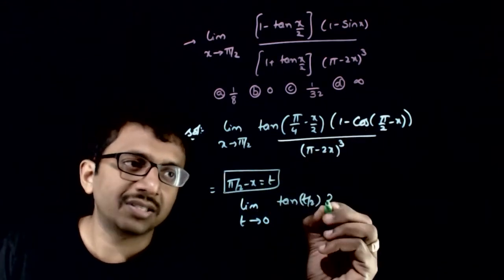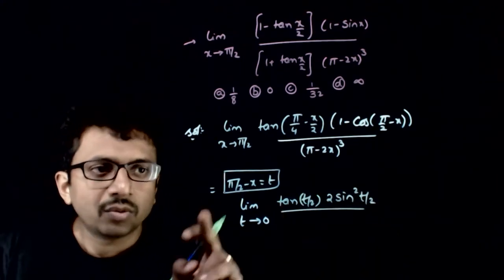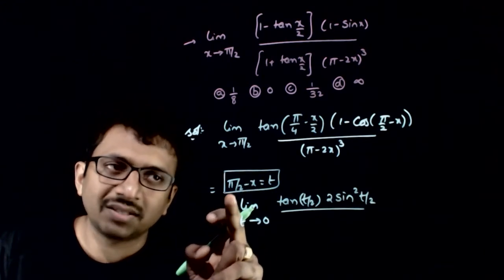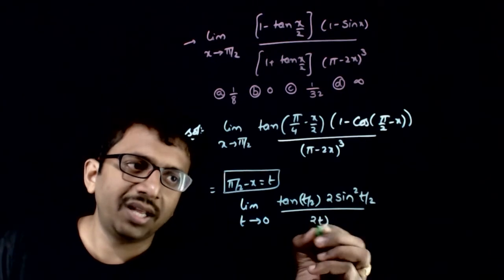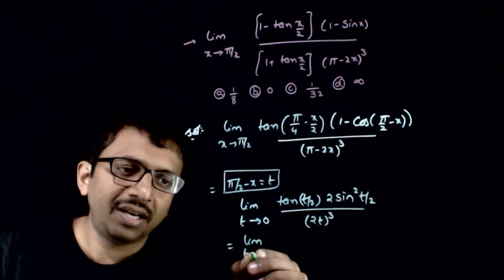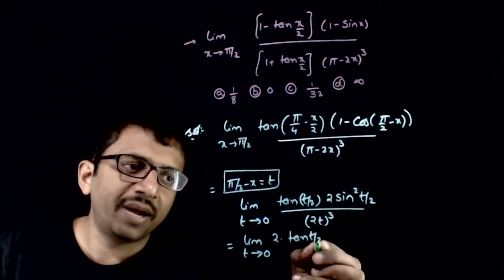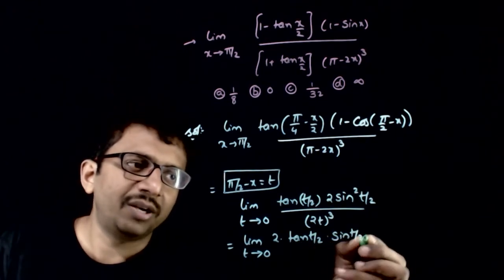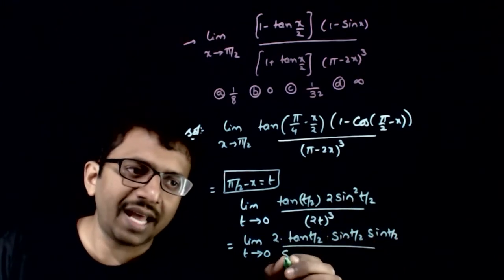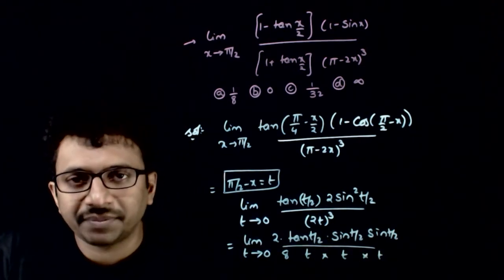So 1 minus cos t is 2 sine square t by 2, divided by, what is pi minus 2x? Pi minus 2x by 2 is equal to t. So pi minus 2x is equal to 2t. So 2t whole cube. So that is equal to limit t tends to 0, 2 times tan t by 2 into sin t by 2 into sin t by 2, divided by 8 times t into t into t.